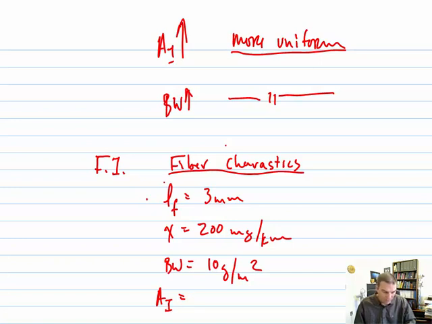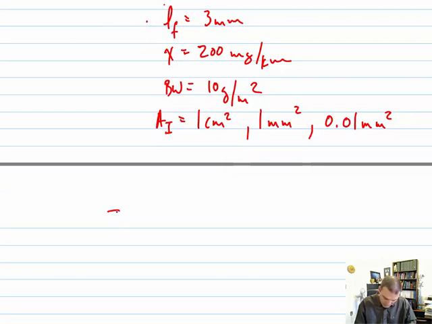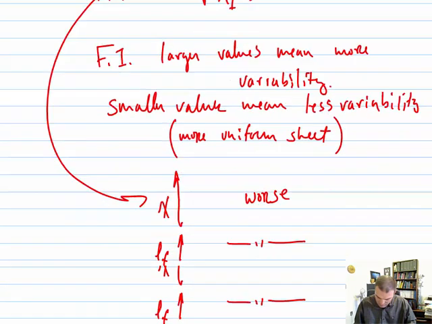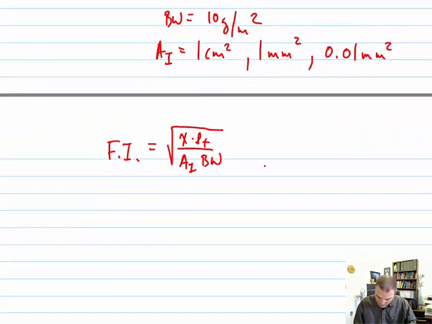And let's use smaller areas of inspection here. An area of inspection of 1 centimeter squared, 1 millimeter squared, and then finally 0.01 millimeters squared. So I can work through this very quickly, and let me set this up for you. Our formation index is equal to the square root of x L sub f over a sub I times the basis weight. Now it's critical here to have everything in proper units.